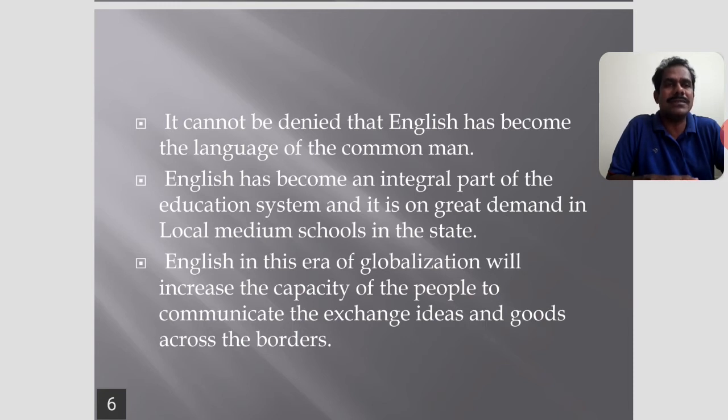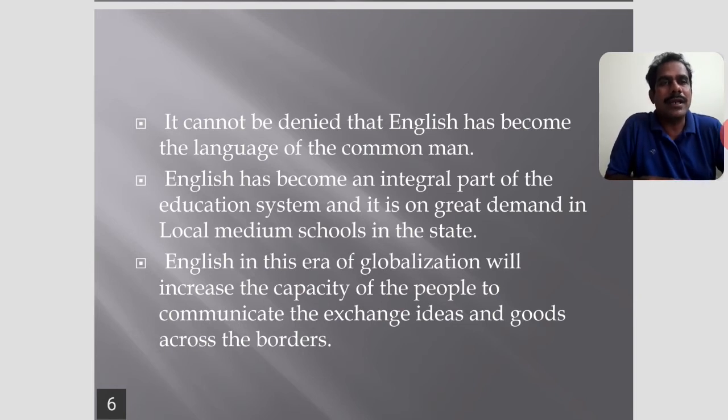Necessity is the mother of invention. We know the proverb. They require communication skills to survive, or else they may not survive in the job. They may lose their jobs. That's why every day they pay attention to how to acquire good communication. Coming to the next point, English is the era of globalization.